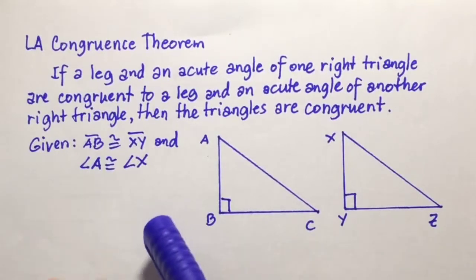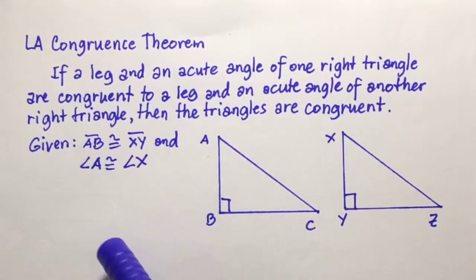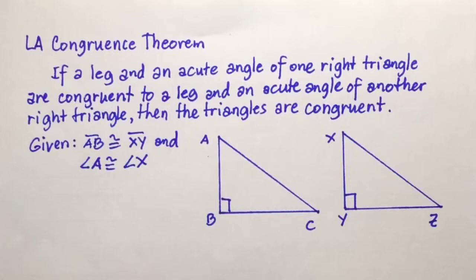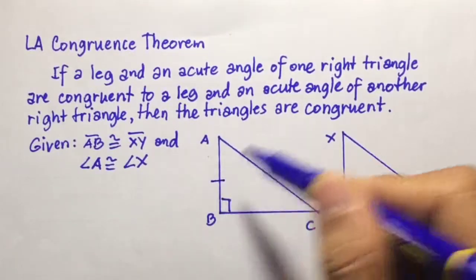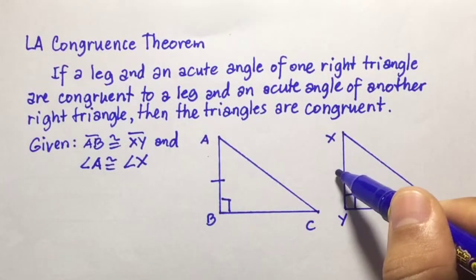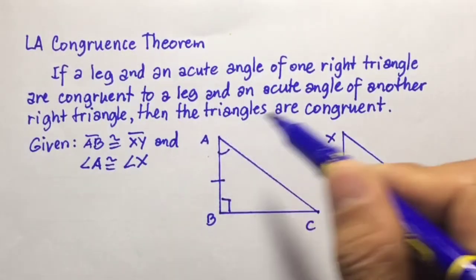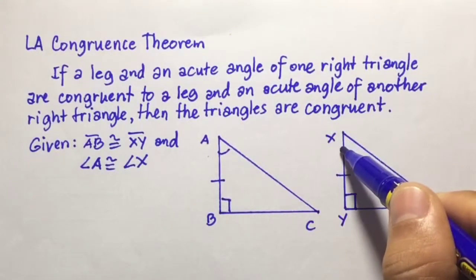The next one is the LA Congruence Theorem. If a leg and an acute angle of one right triangle are congruent to a leg and an acute angle of another right triangle, then the triangles are congruent. So in here, the given is line segment AB is congruent to line segment XY, and angle A is congruent to angle X.